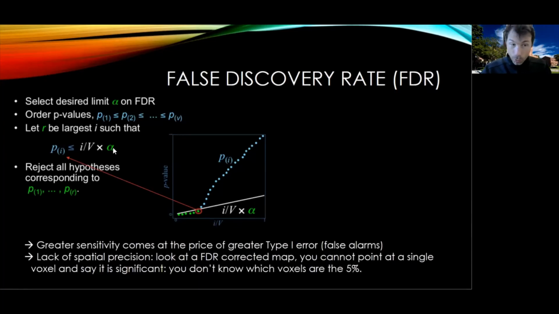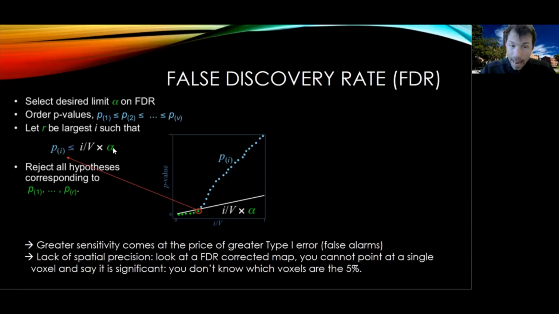This usually gives you greater sensitivity, and we've seen that in some of the simulations that I presented when we discussed this originally, but it does come at the price of increased type 1 errors. In fact, you know that 5% of what you're observing is false positives. 5% of the claims you're making are false positives.